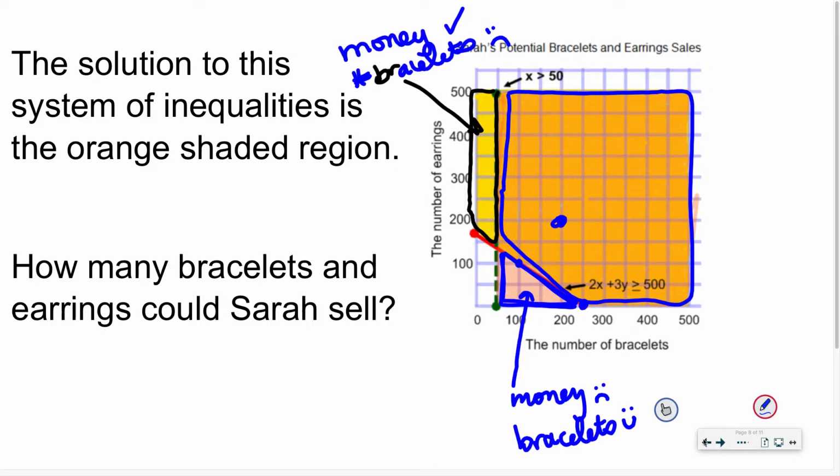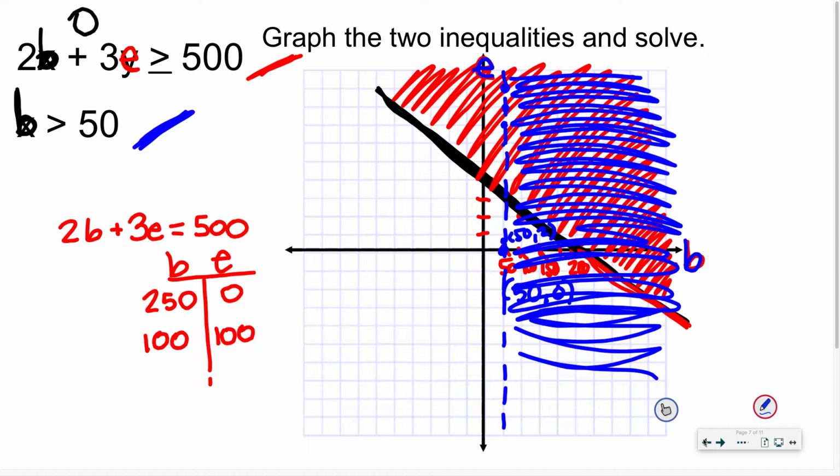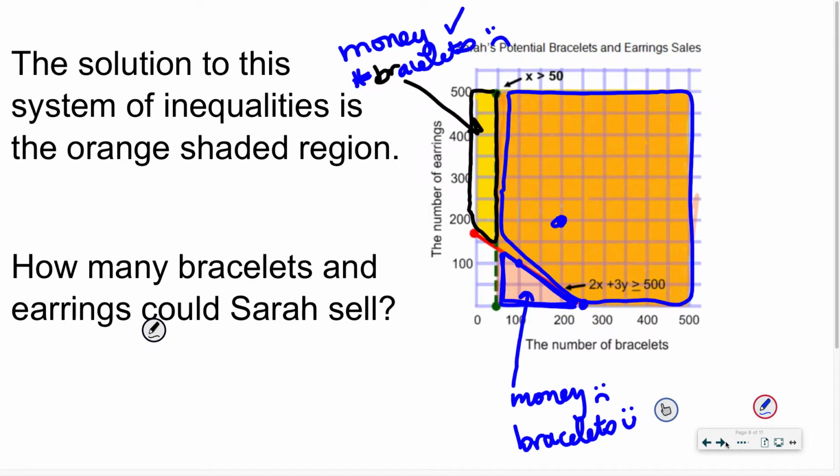Now our graph here is the same thing. We were actually looking for the solution set where they shared, which would have been anything here. Why am I stopping here? Because you can't sell negative earrings, and you can't sell negative bracelets. That would represent negative earrings. The solution set ends at 0, even though we could shade farther. But in a real-world system of inequalities, you can't sell a negative number of earrings.